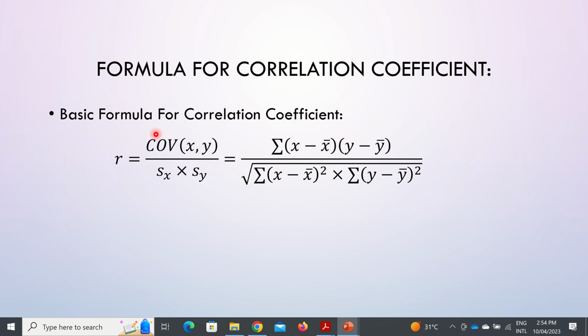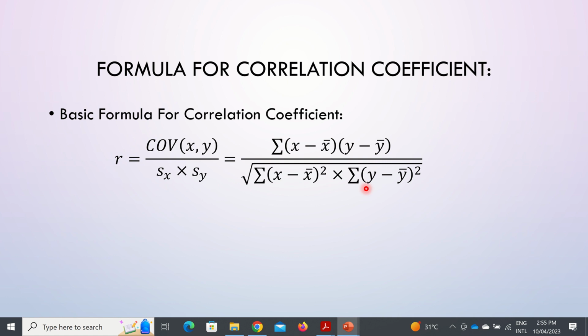It's simply the ratio between the covariance of x and y and the product of their standard deviations, which could be obviously written in this form as well. Covariance is defined as summation (x minus x bar)(y minus y bar) divided by n, whereas this can be defined as summation (x minus x bar) square divided by n, summation (y minus y bar) square divided by n as well.